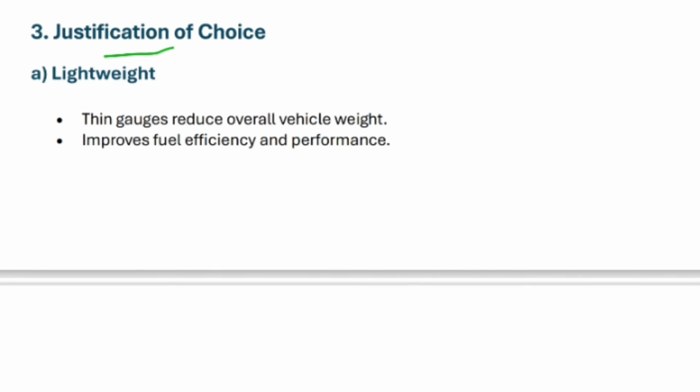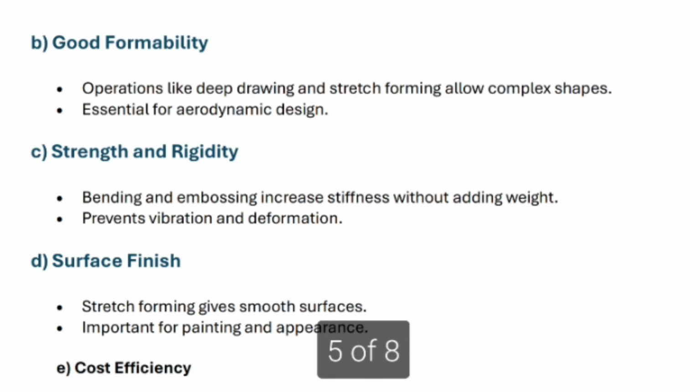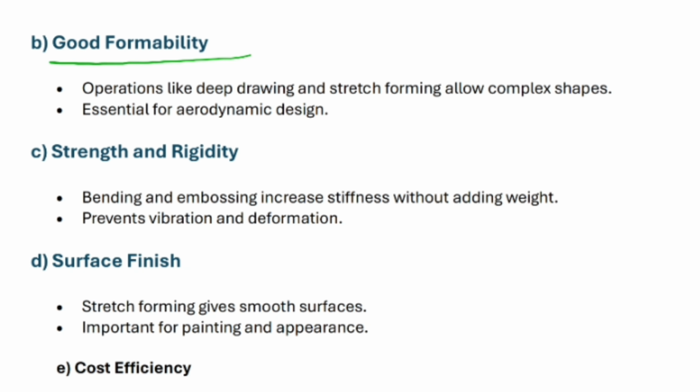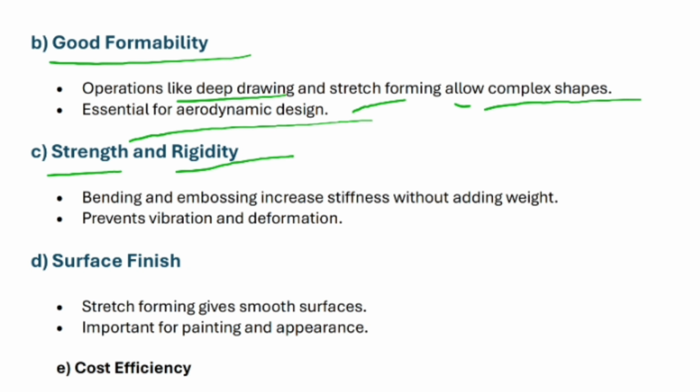Coming to the justification for the particular choice, why we prefer it: first is light weight. Thin gauge reduces the overall vehicle weight and improves fuel efficiency and performance. Next will be good formability. Operations like deep drawing and stretch forming allow complex shapes and are essential for aerodynamic designs. Next will be strength and rigidity. Bending and embossing increase the stiffness without adding weight and prevent vibration and deformation.